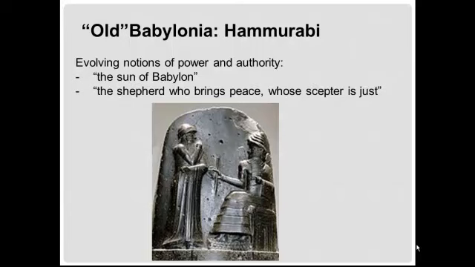And again, the iconography on the top of this stele is quite interesting. It's a little hard to see some of this, but you see the son of Babylon, which is how Hammurabi describes himself in the inscription to this. He is the son of Babylon, but he is also approaching the sun god, Shamash. And he also describes himself as the shepherd who brings peace, whose scepter is just.